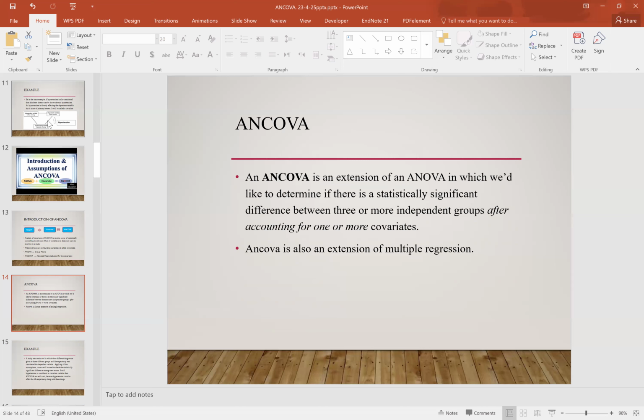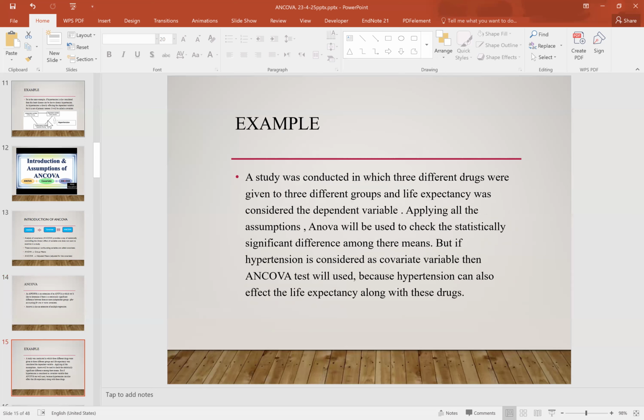ANCOVA is also an extension of multiple regression. For example, a study was conducted in which three different drugs were given to three different groups and life expectancy was considered the dependent variable. Applying all the assumptions, ANOVA will be used to check the statistically significant difference among their means. But if hypertension is considered as a covariate, then the ANCOVA test will be used because hypertension can also affect life expectancy along with these drugs.